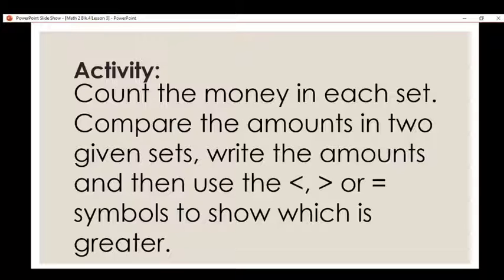Count the money in each set. Compare the amounts in two given sets. Write the amounts and then use the less than, greater than, or equal symbols to show which is greater. Again, we need to count the money in each set, compare the amounts in the two given sets, write the amounts, and then use the less than, greater than, or equal symbols to show which is greater. Are you ready now to answer our activity? Very good. Let's start with letter A.